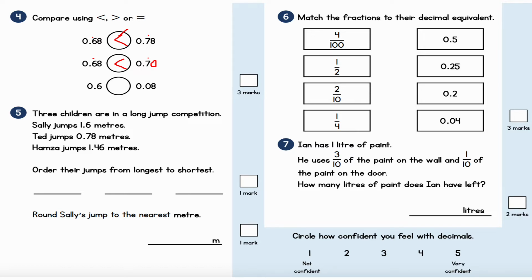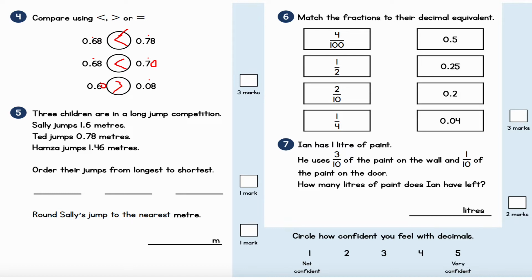This time I've got 0.6 and 0.08. Looking at the first number after the decimal point, I've got a 6 and a 0. That's going to be there, because essentially I've got 0.60 there and 0.08.